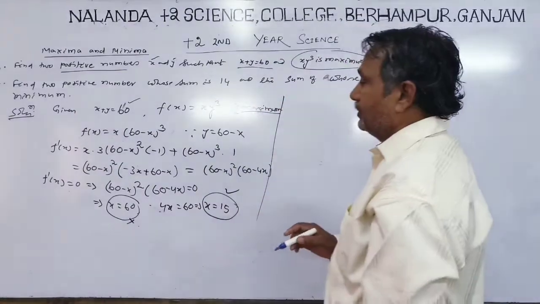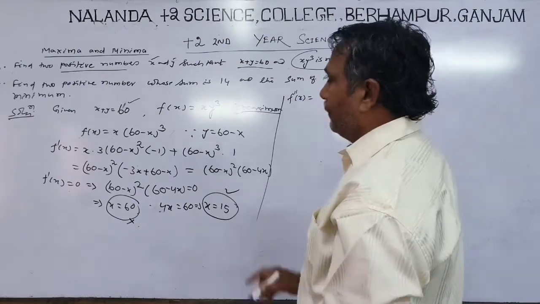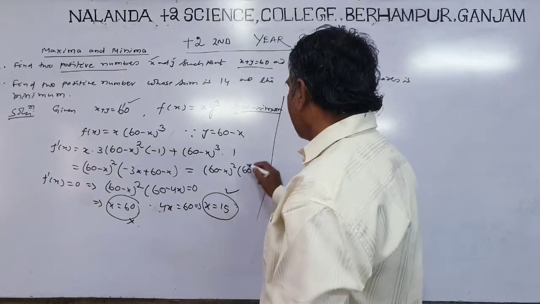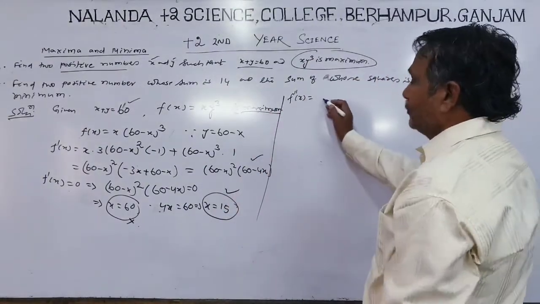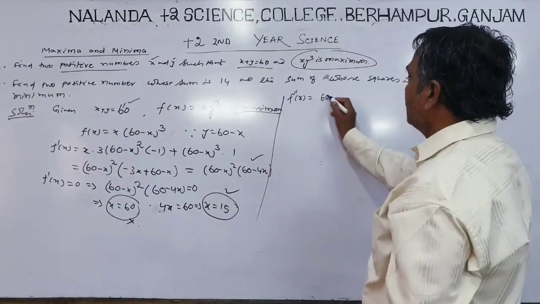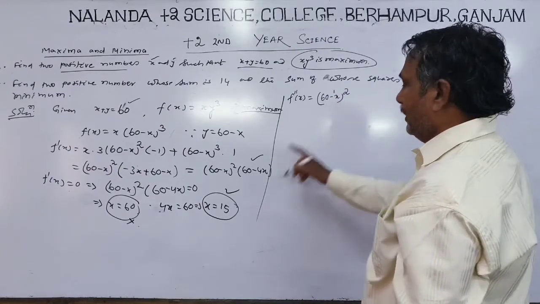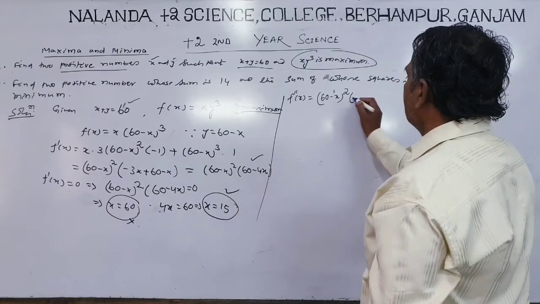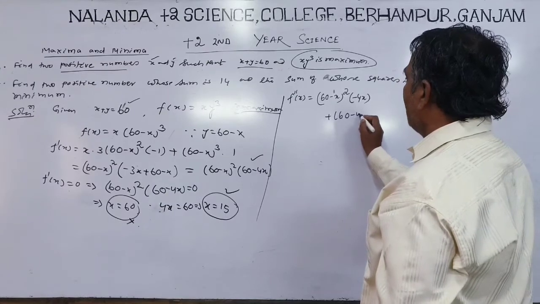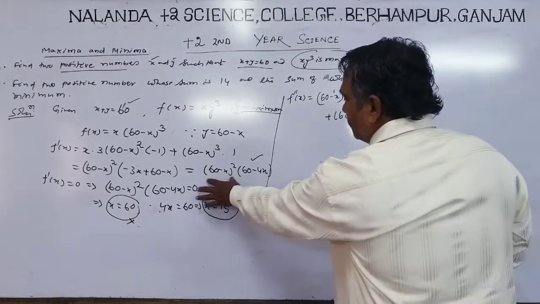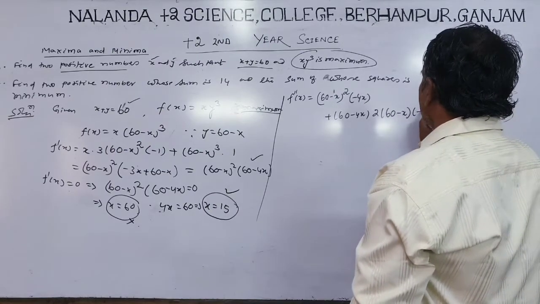Next one is: what is f double dash x? Find out f double dash x. So this is f dash x. Now f double dash x. So there again u into v. Use the formula: u into (60 minus x) the whole square into derivative of this one, minus 4x plus 60 minus 4x into derivative of this one, 2 into (60 minus x) into minus 1.